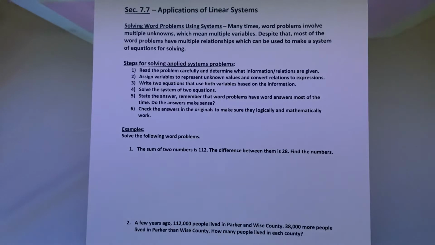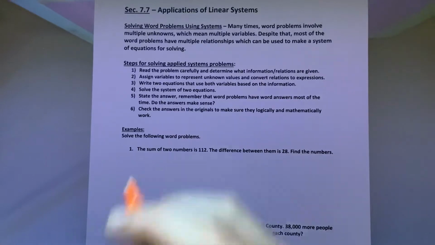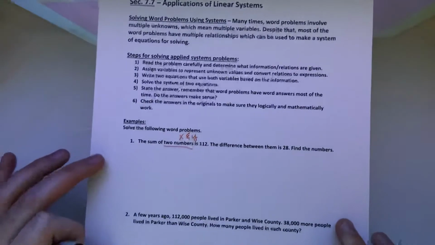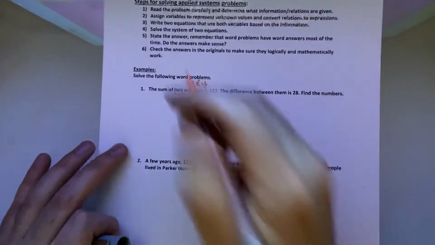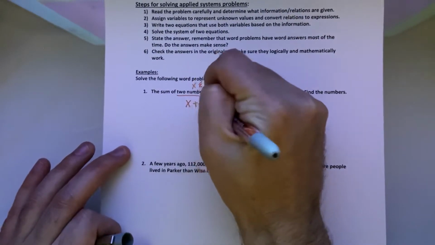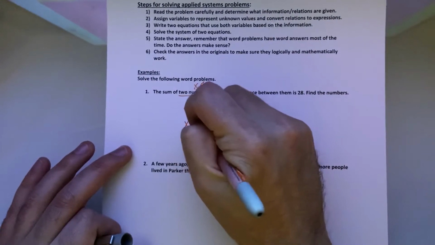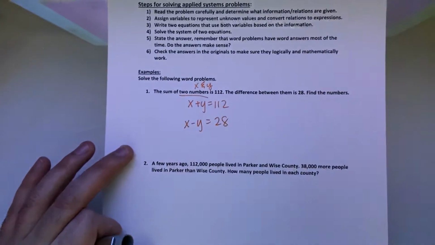The sum of two numbers is 112. The difference between them is 28. Find the numbers. So we got two numbers. We'll call x and y. Okay, so we know the sum is 112, so x plus y equals 112. And the difference is 28, which means x minus y equals 28.